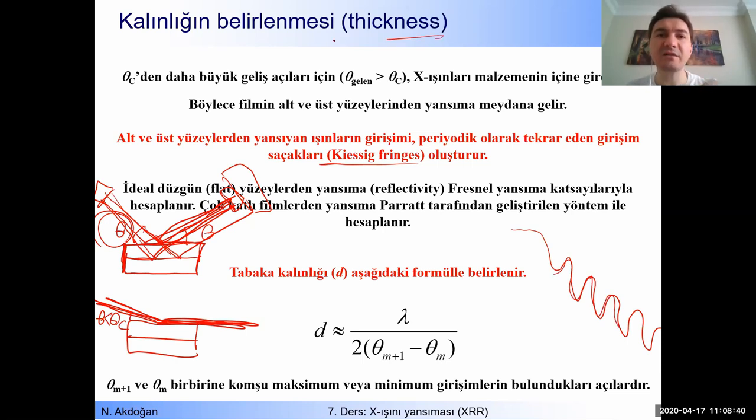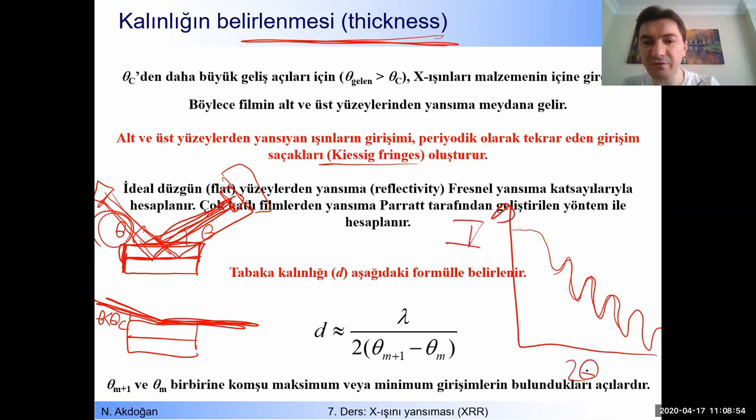So how to calculate the thickness of the material? If you have just one single layer film here, so here we have the intensity scale, here we have the two theta scale. We have one peak here, another peak here. This is delta two theta between two peaks. Or you can also take delta theta from those points, okay? Then from that information, you can also get delta theta.